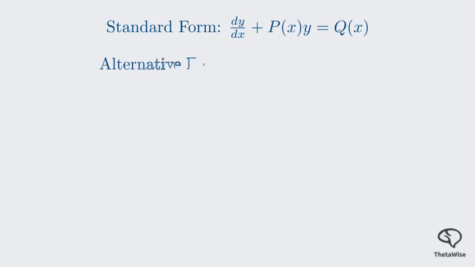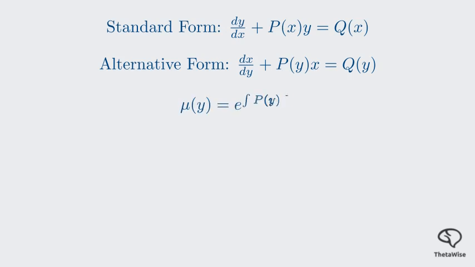Let's explore an alternative form of these linear equations. The standard form is dy/dx plus P equals Q of x. But sometimes it's easier to think of x as the dependent variable and y as the independent variable. This results in the form dx/dy plus a function of y times x equals a function of y. The solving process is identical, but we differentiate and integrate with respect to y.